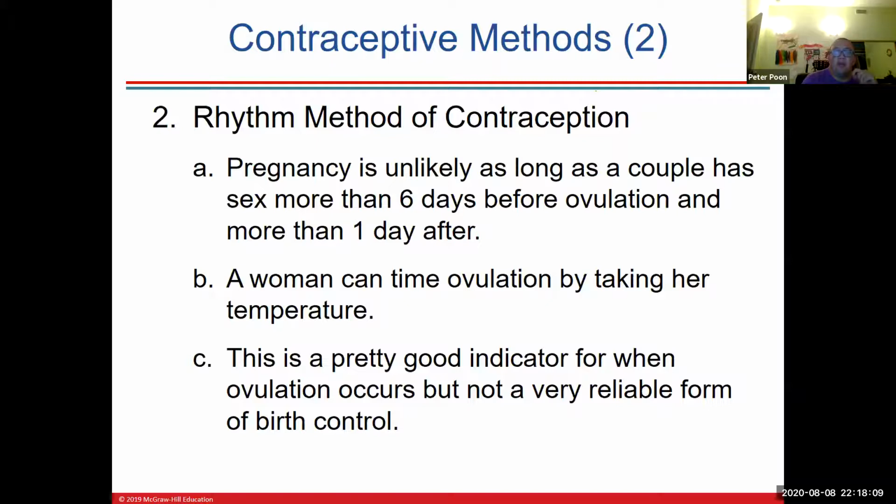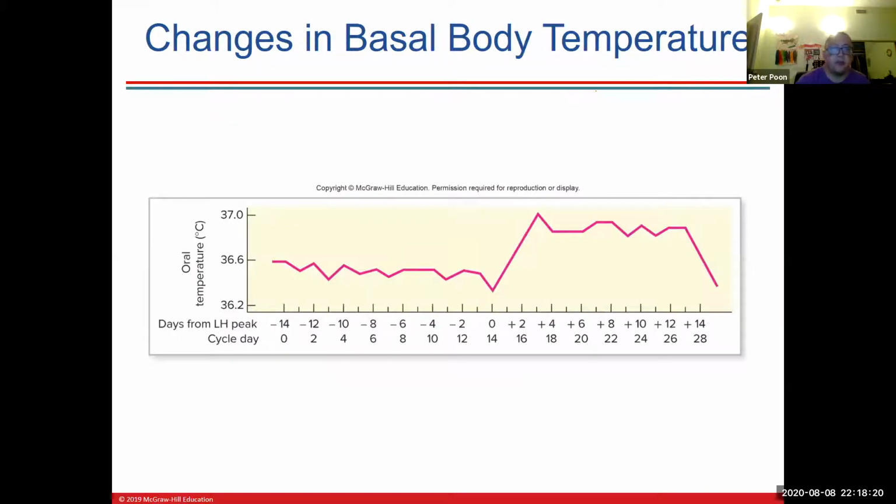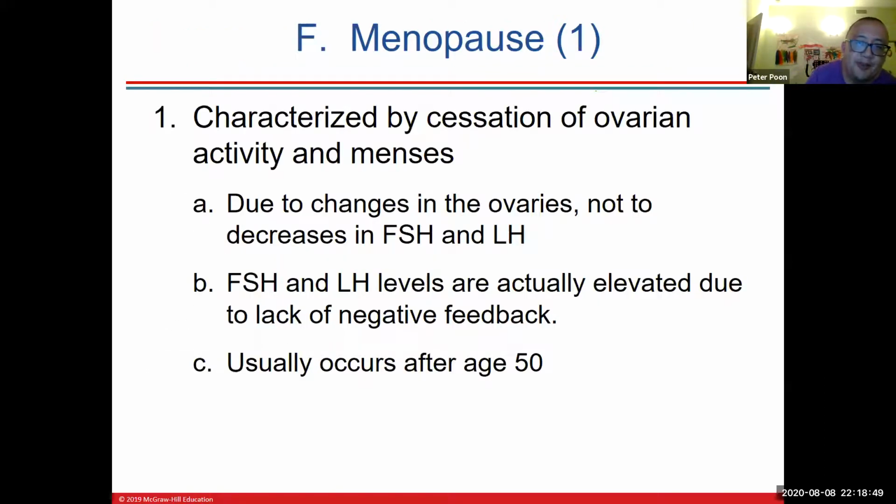A woman can time her ovulation by taking her temperature. There's a temperature spike that's correlated with ovulation. Again, this is a very small spike, about 0.04 degrees difference. So those thermometers are super sensitive, which is pretty cool. I still remember the one we had.